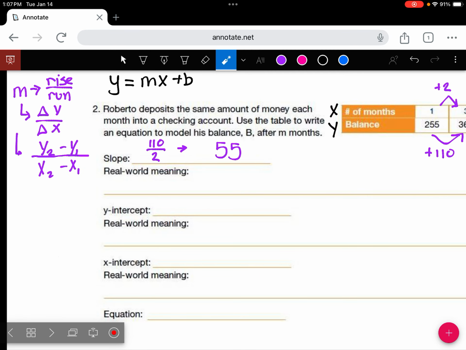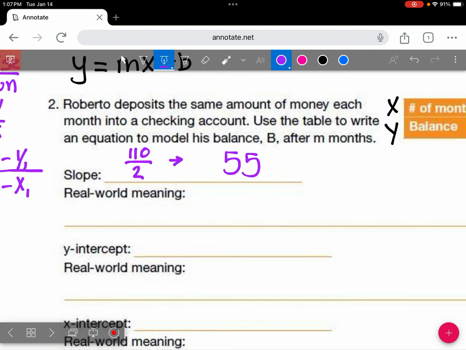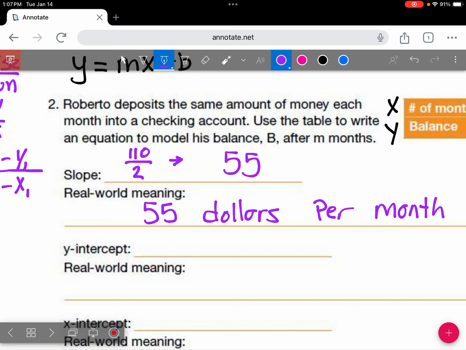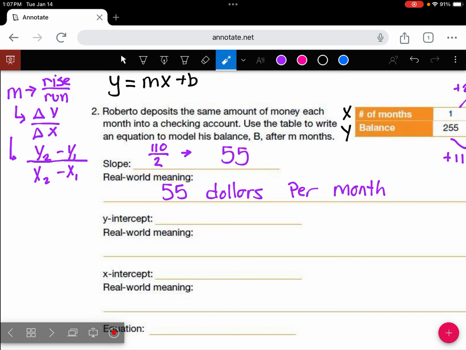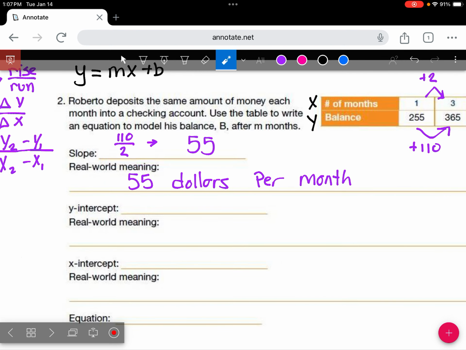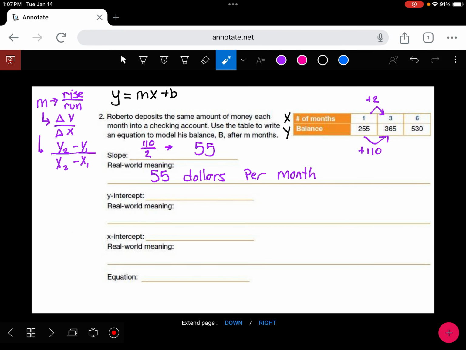What does that mean? 55 what? $55. So our balance, so that's what that is. So our y's are first. $55 into the balance per month. So that per helps us, and we can use that as a word too. It's going to be y per x. Balance, which is dollars, per month. Then we want to look for the y-intercept.